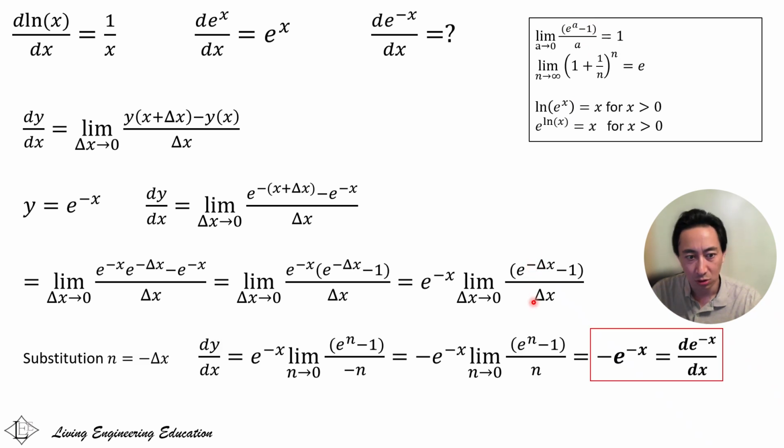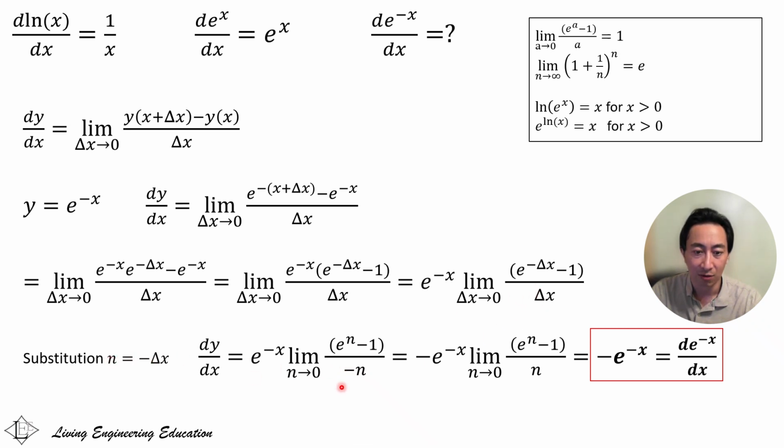I can do a substitution. So I'm going to substitute n as negative delta x. And so we're going to do a substitution here and here. So e to the negative x, that doesn't change. Limit as n approaches 0, because as delta x approaches 0, n approaches 0, just by the substitution relationship. So that stays going to 0. Then I get e to the n, right? Negative delta x is n. That's what we are substituting here. Minus 1 divided by delta x.